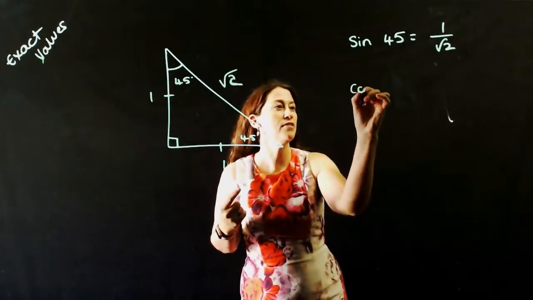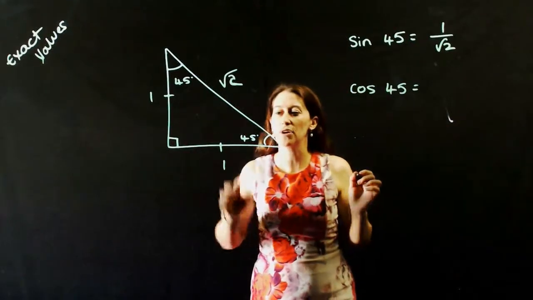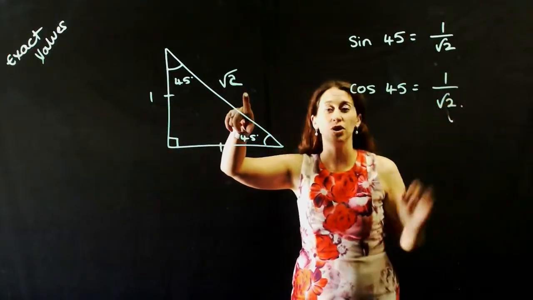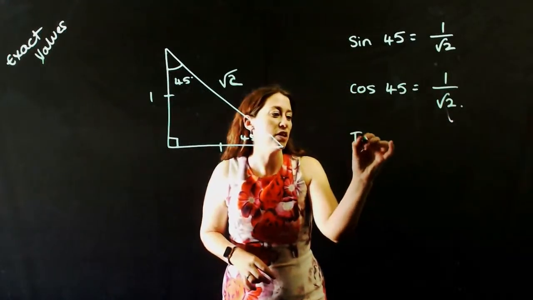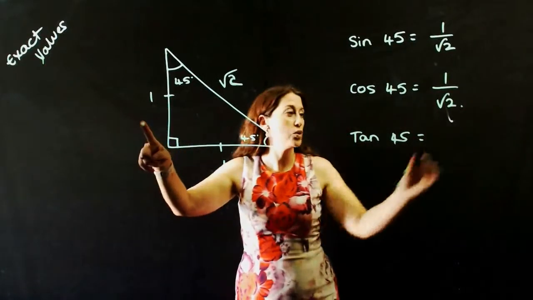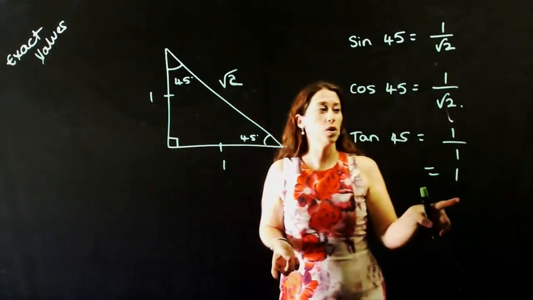Let's look at cos 45. Cos 45 in this case is the adjacent divided by the hypotenuse. Adjacent divided by the hypotenuse is also 1 over root 2. Tan 45. Tan 45 is opposite over adjacent, 1 over 1, which is 1. So we can say that tan 45 is 1.